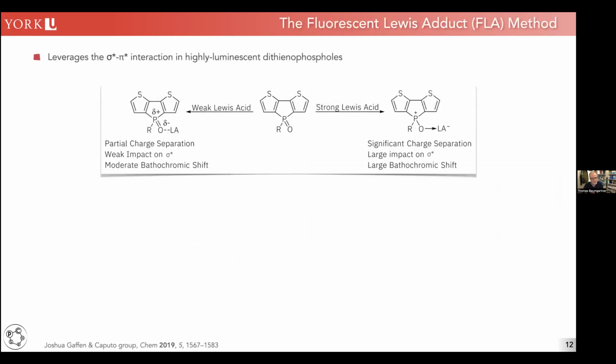On first sight, it looks very similar to the Gutmann-Beckett method. We actually use a phosphole oxide, and we coordinate a Lewis acid to that phosphole oxide. The notion here is that if this is a strong Lewis acid, we will polarize this bond strongly. If it's a weak Lewis acid, we will polarize this bond weakly. We do change the energy of the sigma star orbital, the PO sigma star orbital. Obviously, here we change it much more than we do here. And ultimately, this lowers the LUMO level of our molecule significantly more than it does here.